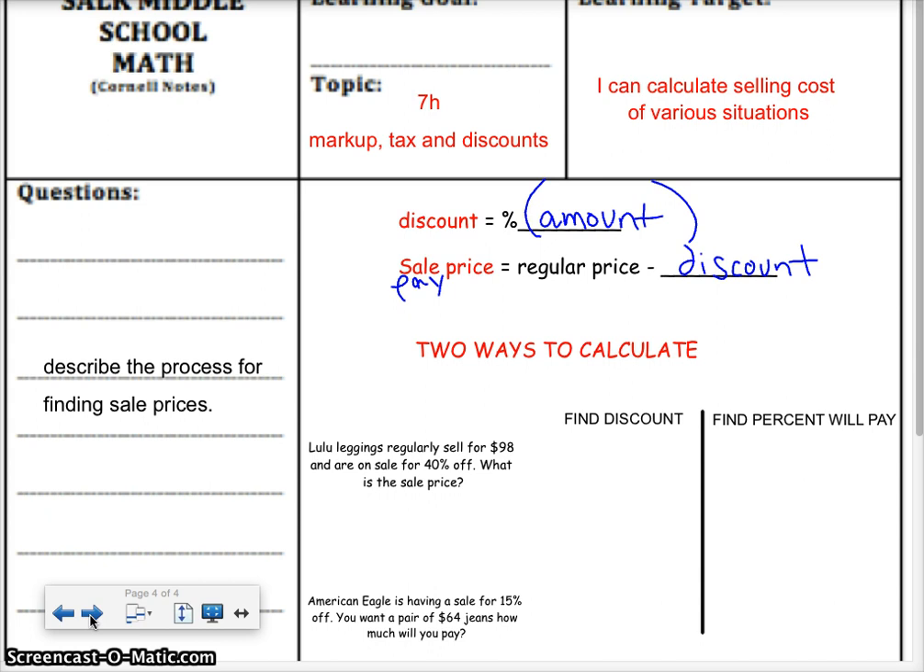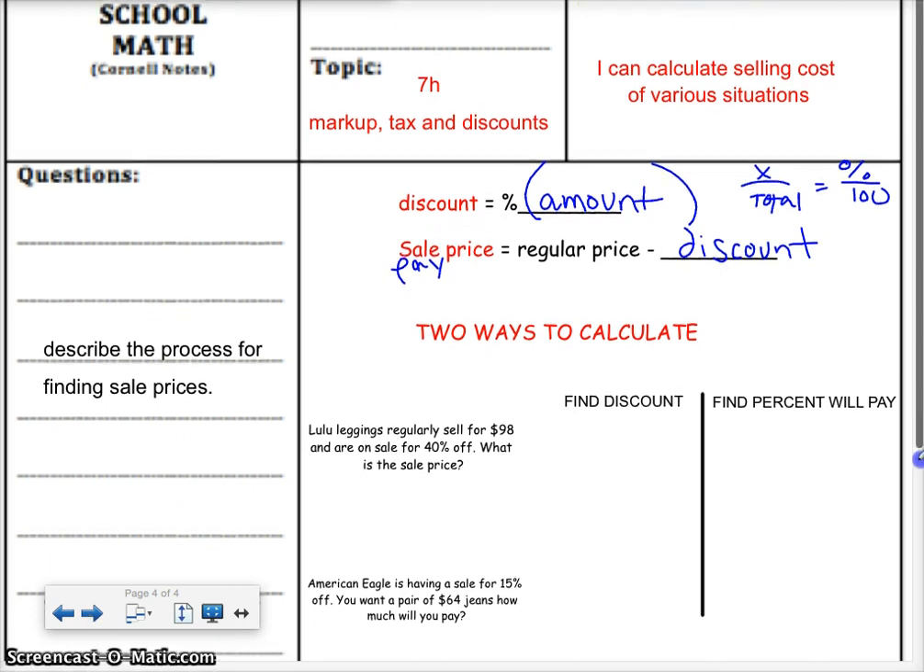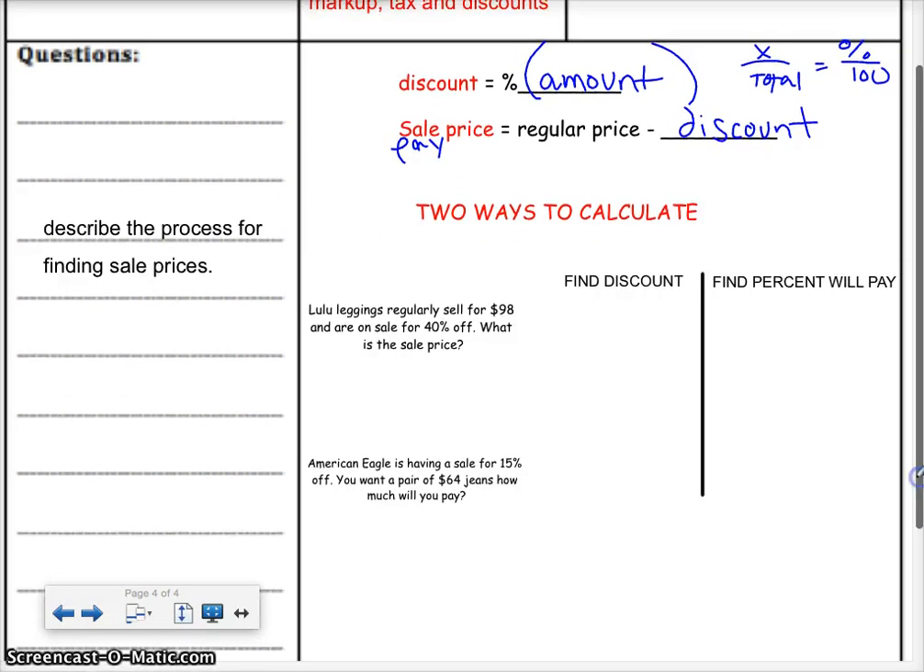Now you can do discount like this, or you can do part of your discount is to the total cost as your percent is to 100. Because everything is part: markup, discount, tax, it's all part of a total cost. Okay? All right, there's two ways to calculate discount and tax and markup. I'm going to do the normal way that we've been doing first, and then I'll show you the fast way.